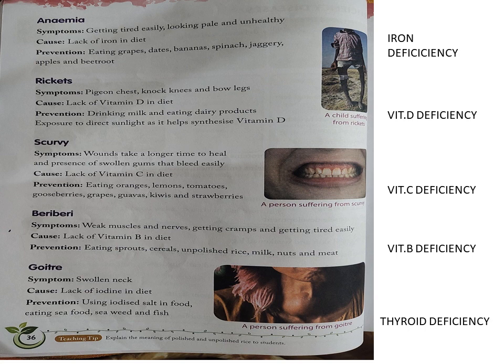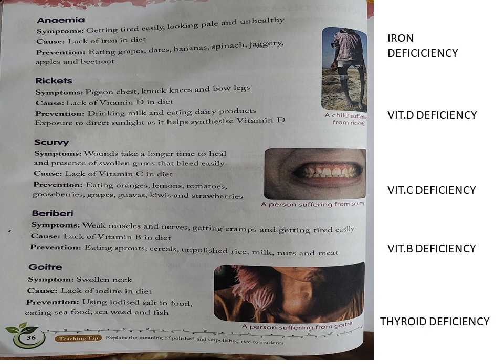Now, what is anemia? Anemia is due to the deficiency of iron in our diet. What do we look like? We look very tired, pale, unhealthy. Then what should we do? We should eat more grapes, dates, bananas, spinach, jaggery, apples, and beetroot. You can see through the picture, this is an iron deficiency kid.